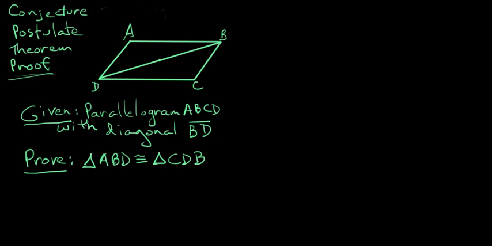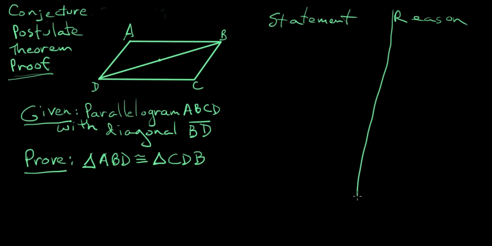So let's see what happens here. It says I'm given parallelogram ABCD with diagonal BD. Prove triangle ABD is congruent to triangle CDB. Okay? So, let's figure out how we're going to do that. I'm going to write you a two-column proof here, okay? On the left, I'm going to have a statement. And on the right, I'm going to have a reason for that statement, okay?